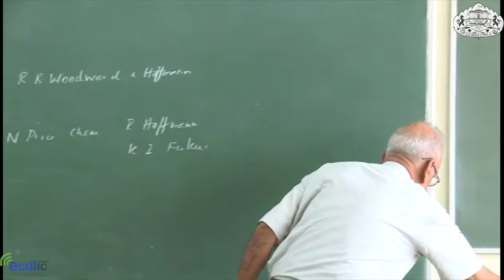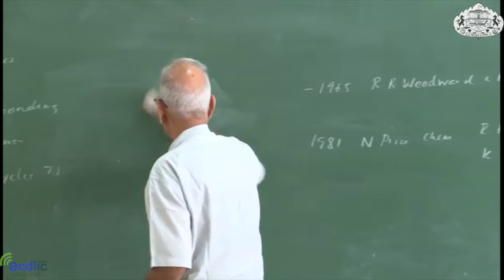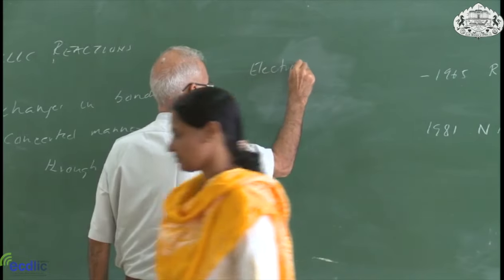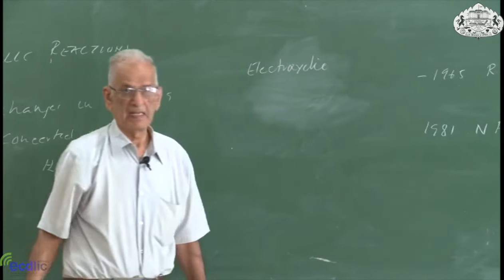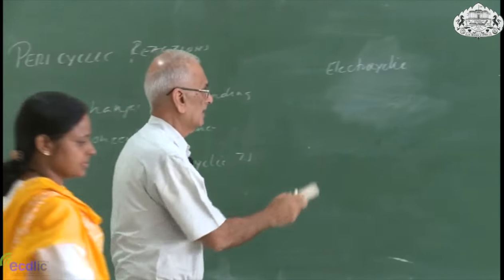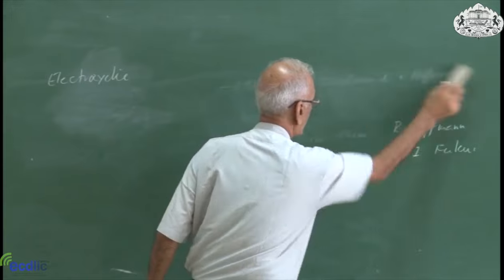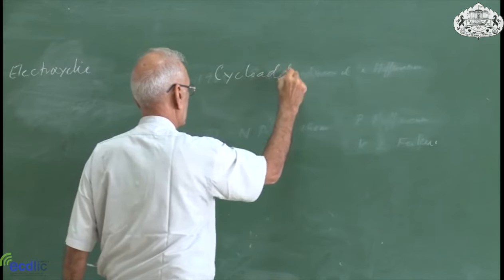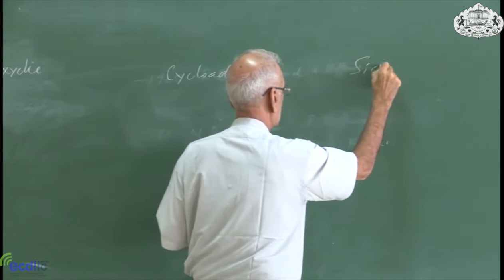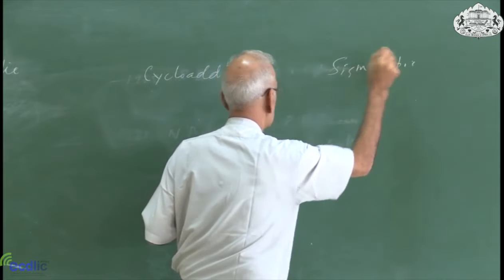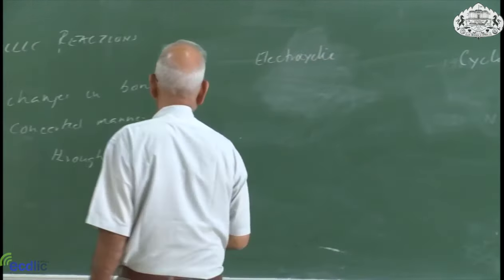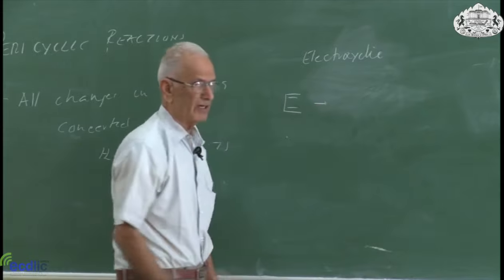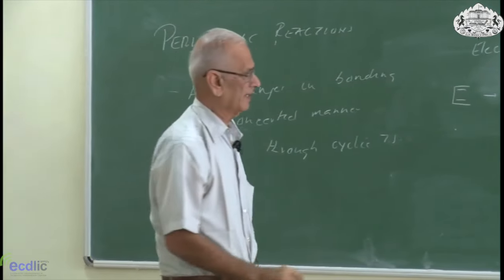Pericyclic reactions can be categorized into three types: electrocyclic, cycloaddition, sigmatropic. A typical example of an electrocyclic reaction is the conversion of butadiene to cyclobutene.